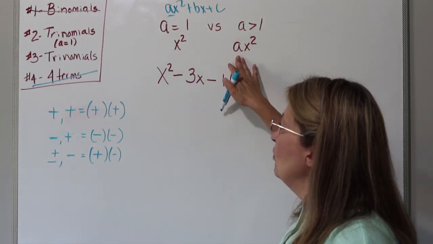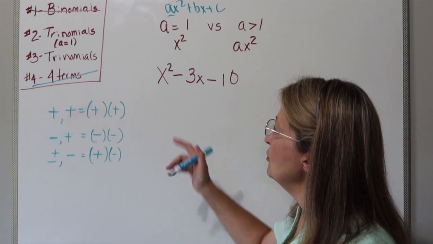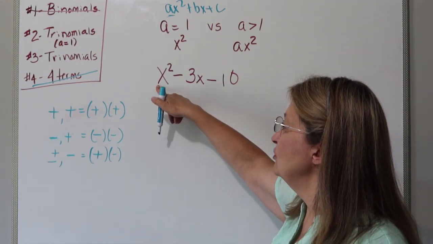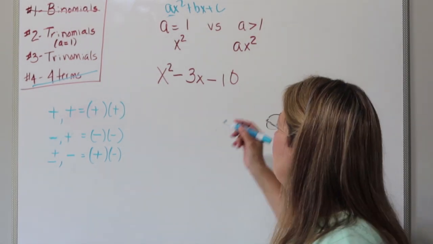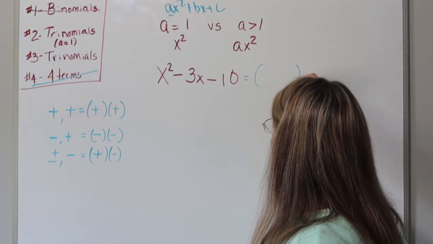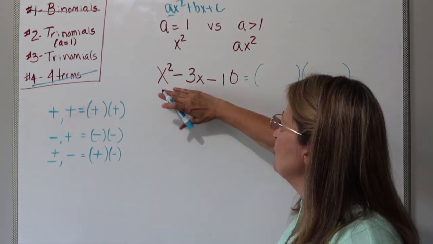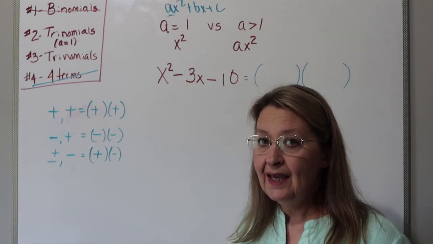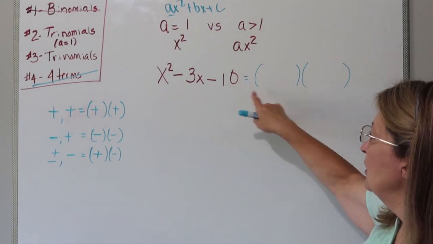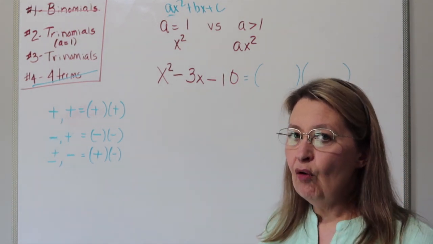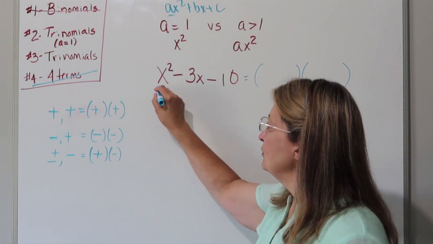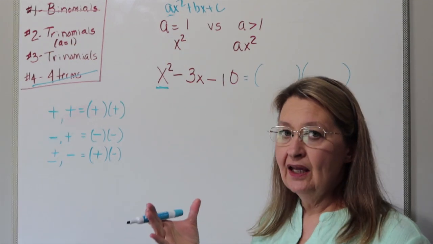But if it's greater than 1, there's going to be a number there. So first, we're going to look at the kind that have just a 1 or nothing there. This is your easy one. Thinking backwards, you know that this trinomial was obtained by multiplying 2 binomials together. So let's unfold it. What did you multiply together to get x squared?